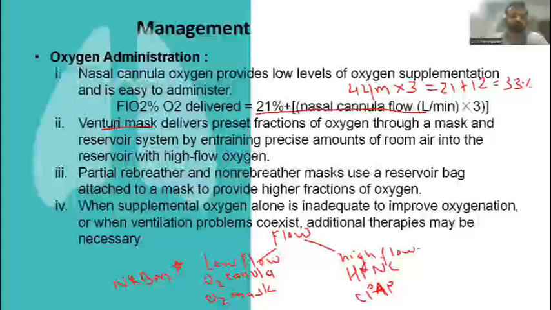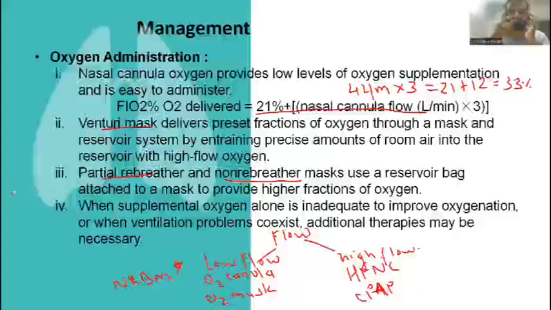So that is the difference between cannula and mask. And then there are non-rebreather mask and partial rebreather mask. Now, what are rebreather and partial rebreather masks? When we have an O2 mask, we inhale and then we exhale. The air that we have exhaled stays inside the mask, and it can be breathed again.